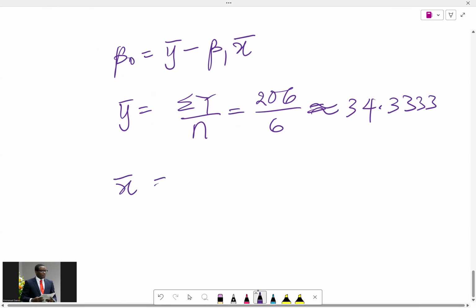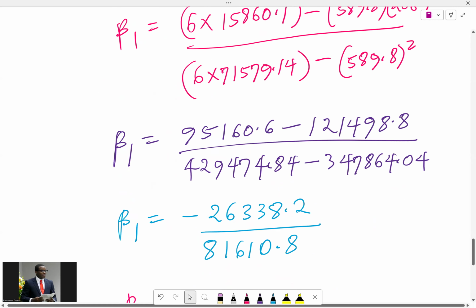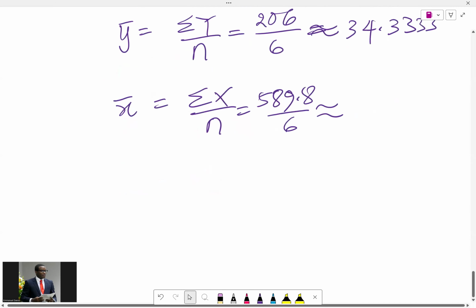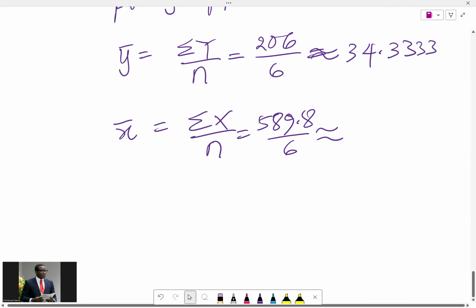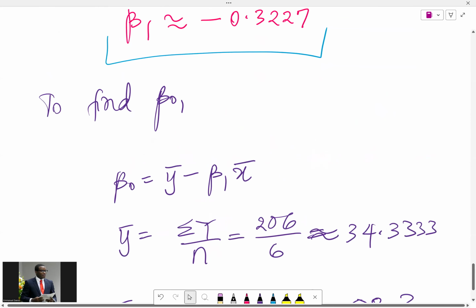Then on the other hand, you have x bar, which is summation of x over n. Summation of x is 589.8 divided by 6 now. So summation of x, are we correct? Yeah, 589.8 divided by 6, and that is, okay, it's not even approximation per se. It's actually 98.3. So if that is the case, we can now have our equation.